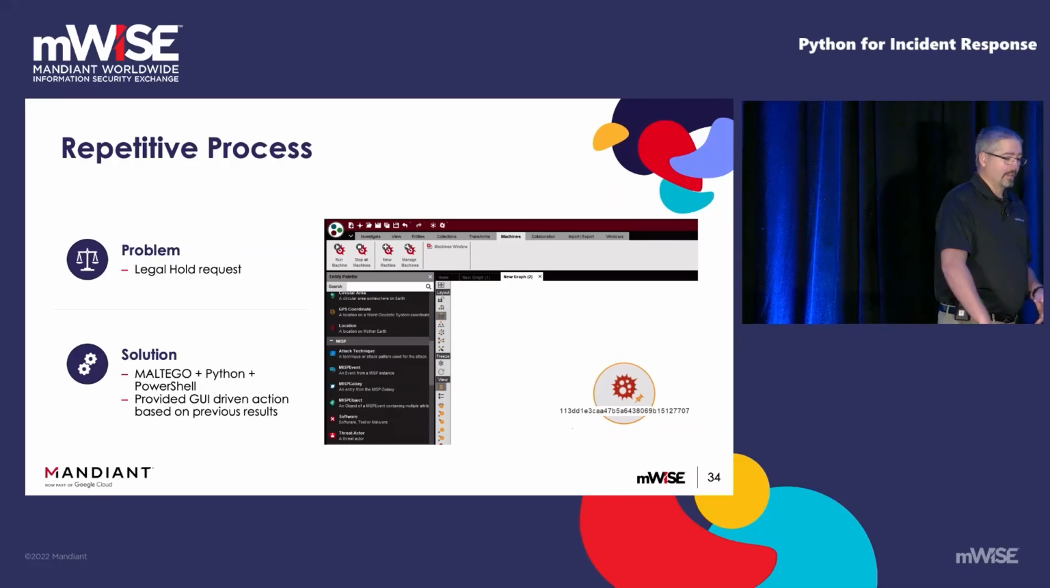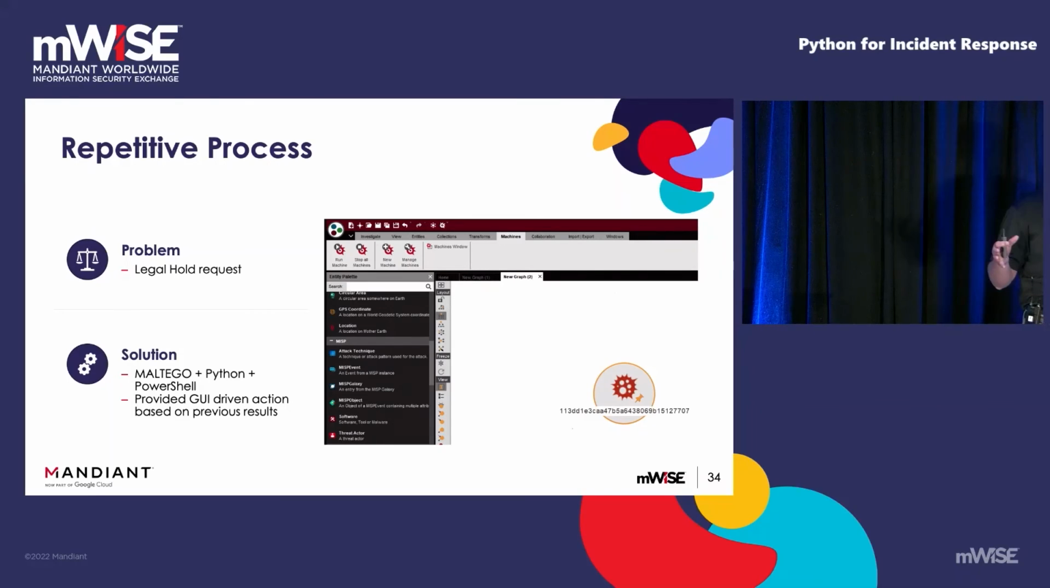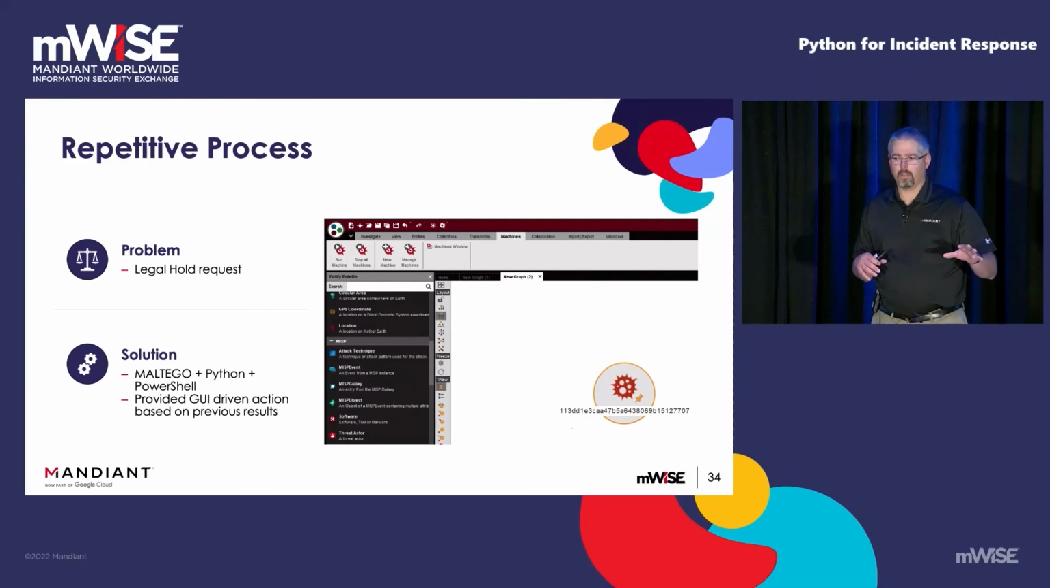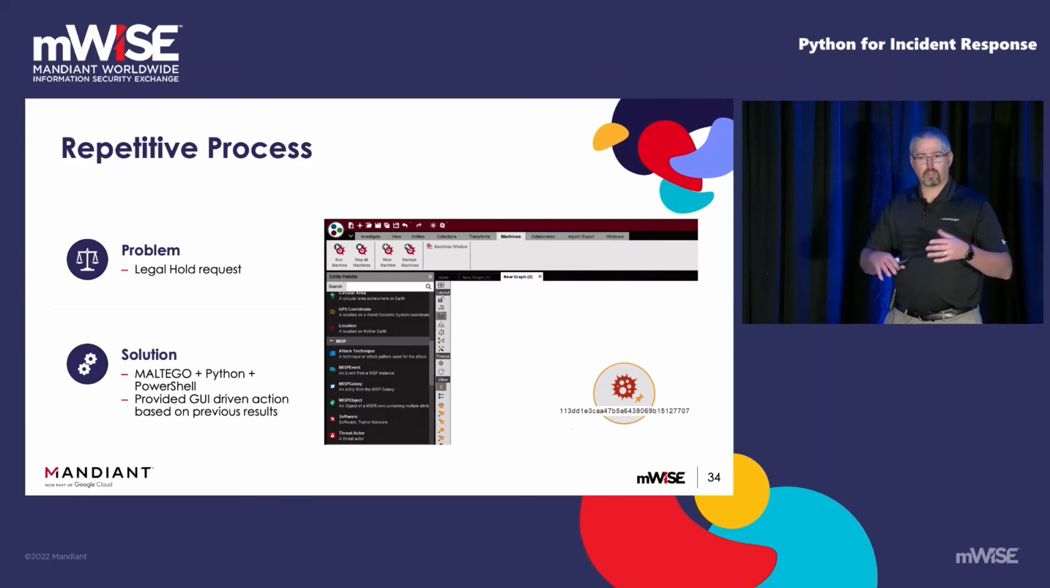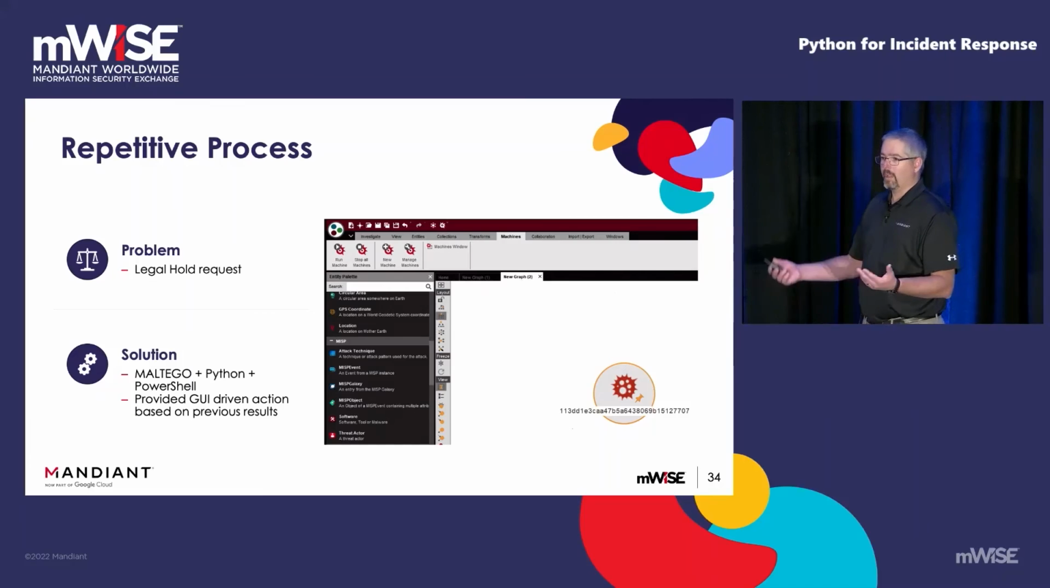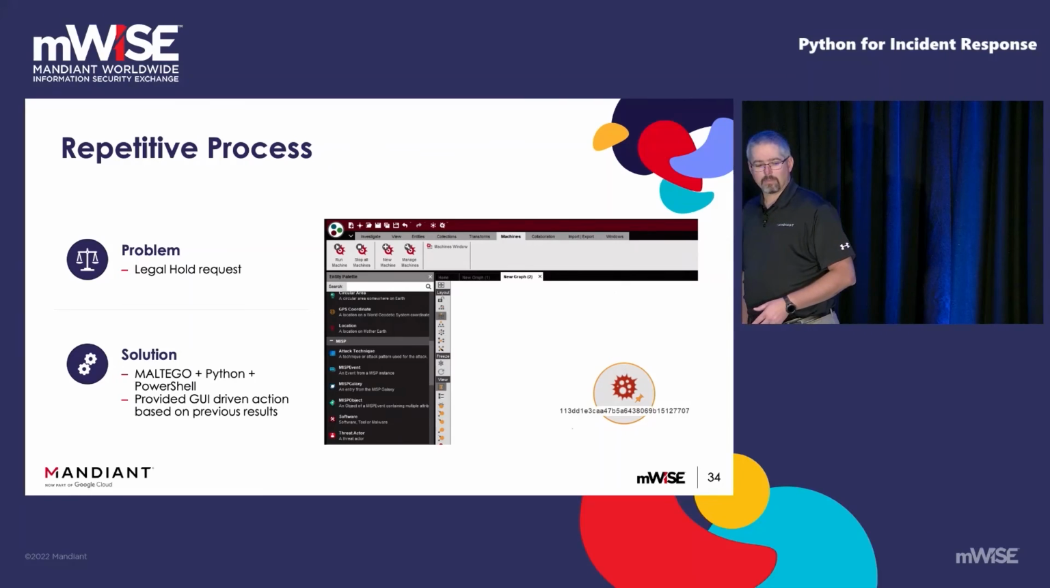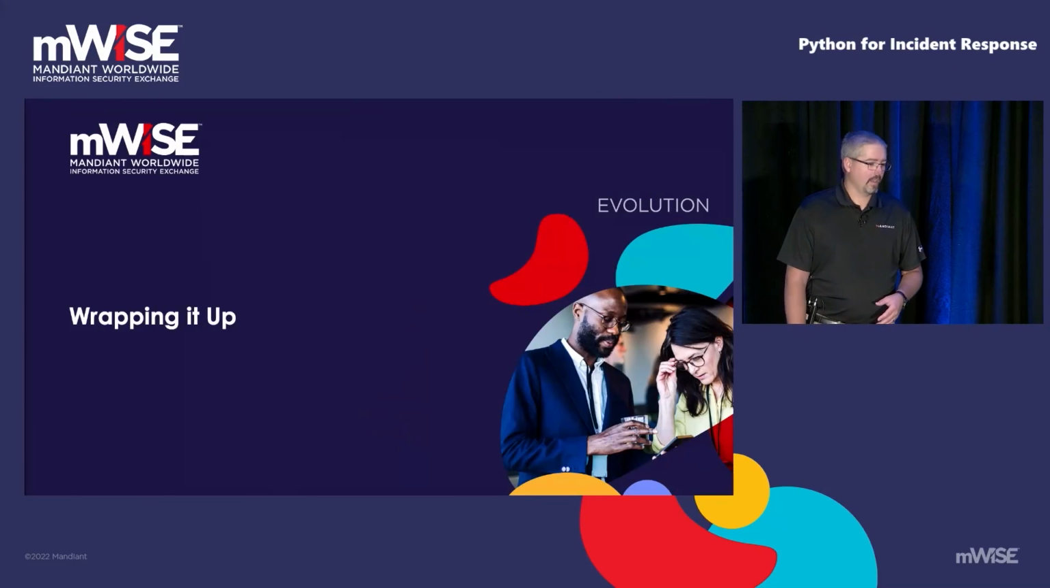But the screenshot shown here is one from our Intel has a Maltego transform, where you can actually use Maltego to talk to the Mandiant Advantage API, bring back some cool stuff based off MD5s.